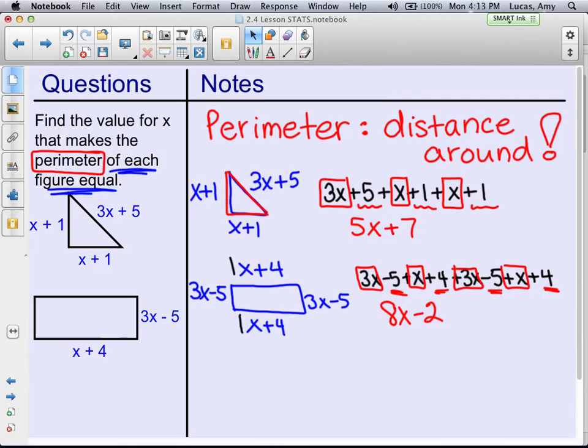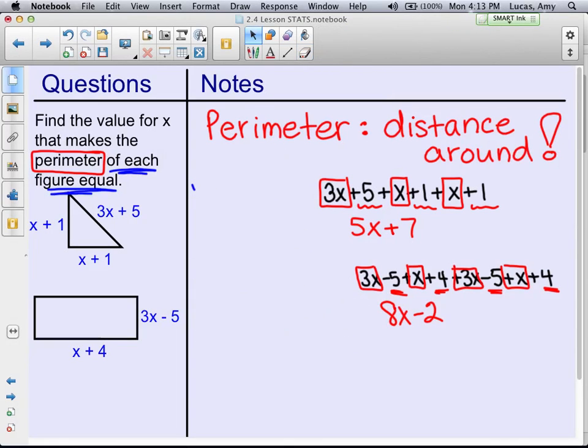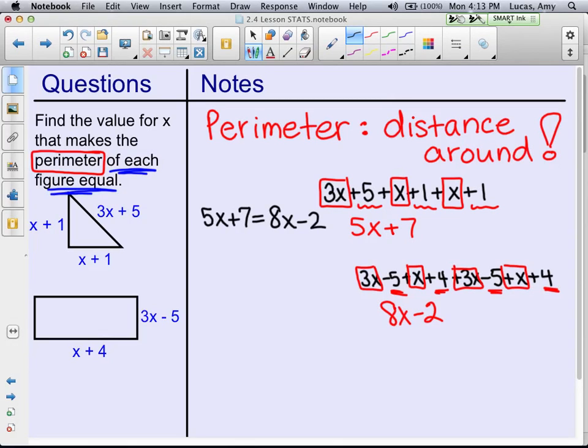Okay, now I'm not done. I found the perimeter of each one, but guess what? They said that the perimeter had to be equal. So I am going to need a little bit more room here because now I need to set my two expressions equal to each other. So the triangle perimeter has to equal the rectangle perimeter. So we need to solve this equation, and that's going to give us the value for x. So I've got 5x on the left, 8x on the right. I am going to eliminate the 5x because it is smaller. So I'm subtracting it. So 7 equals 3x minus 2.